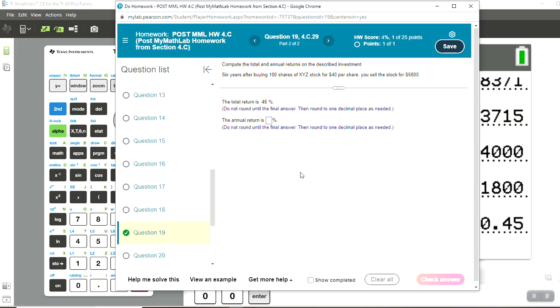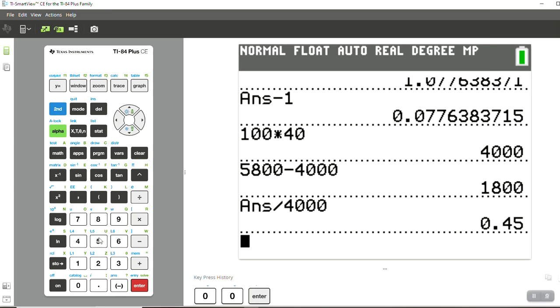The annual return is found by dividing the amount that you sold the stock at, which is 5,800, by the total paid on the stock, which was the $4,000, because it was 100 shares at $40 each. So if you take that quotient of 5,800 divided by 4,000, take the sixth root of that, because it was over 6 years. If you want to take the sixth root of it, you raise it to the 1/6 power. And let's do that on the calculator. I divide 5,800 by 4,000.